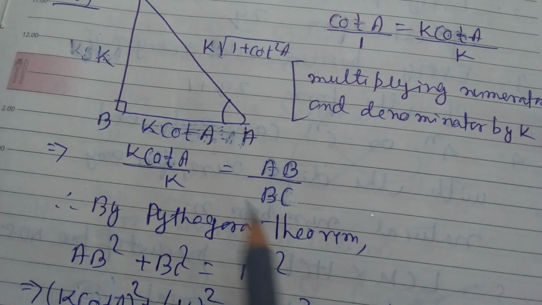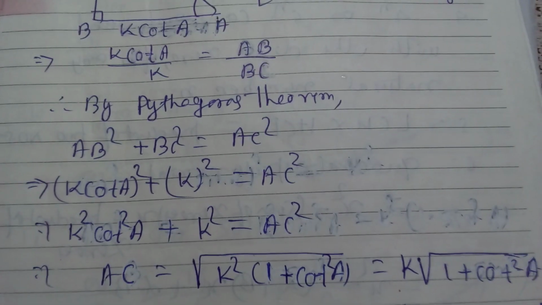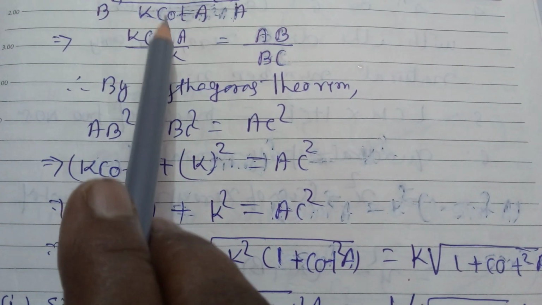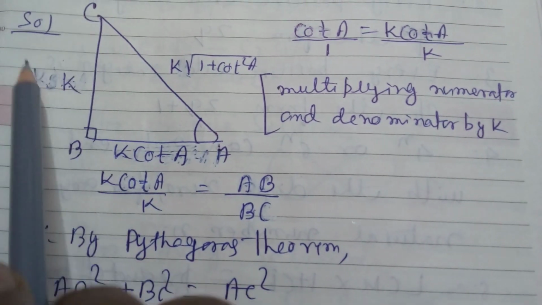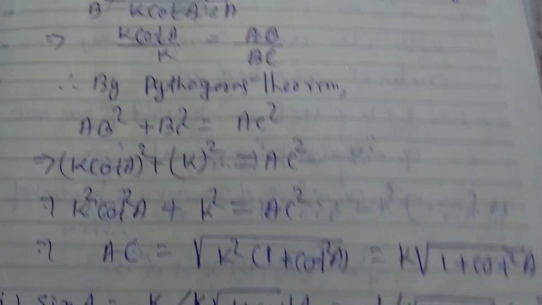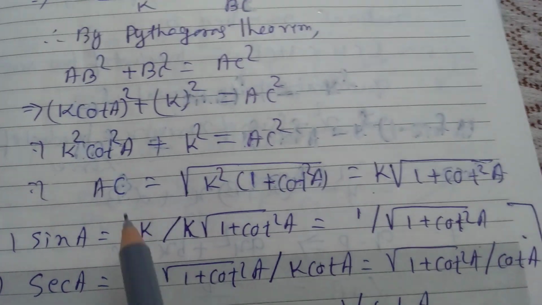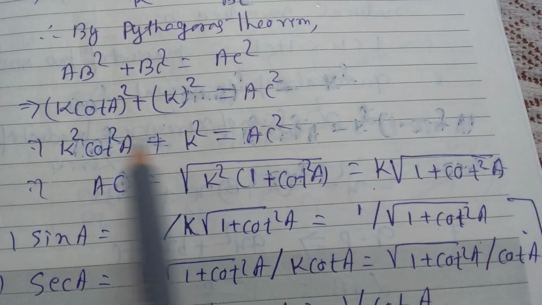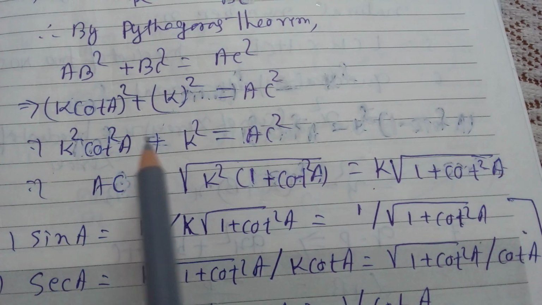So by Pythagoras theorem, AB square plus BC square equals AC square. Now AB square equals (k cot A) square, plus k square. This is k square. So (k cot A) whole square plus k square equals AC square. So k square cot square A plus k square equals AC square.